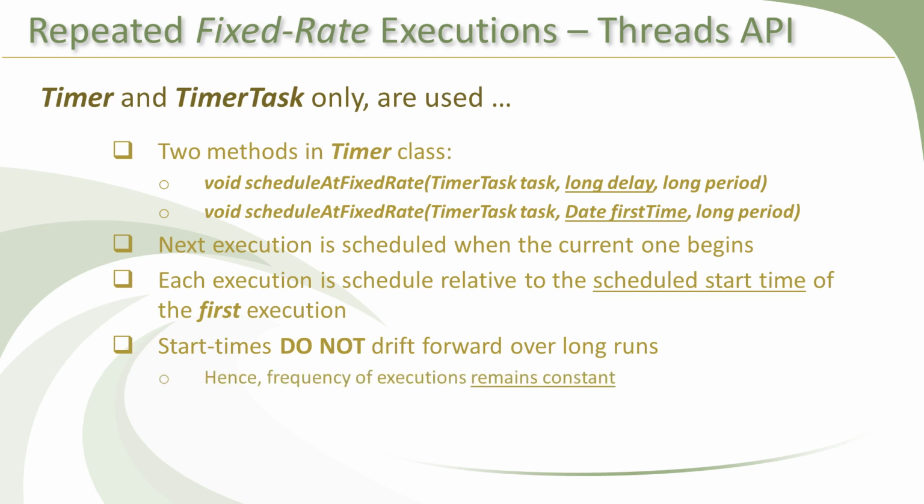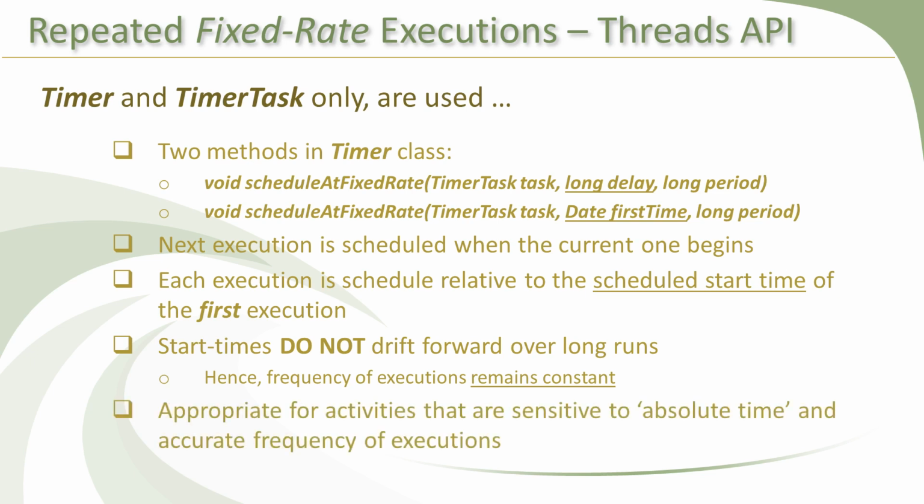This also means that the frequency of executions stays constant over reasonably short as well as long runs. Hence, repeated fixed rate executions are suitable for those activities that are sensitive to executions at absolute time, like hourly chimes in clocks or running maintenance tasks at particular times.